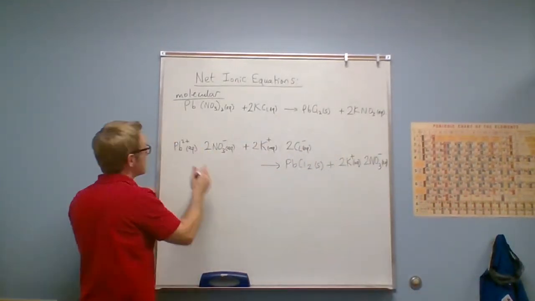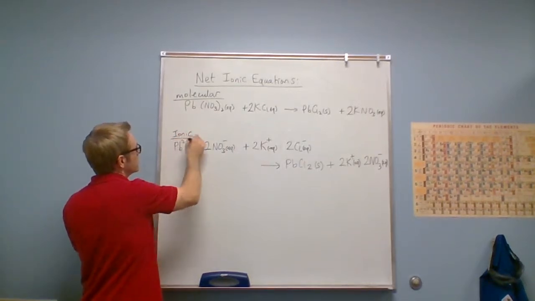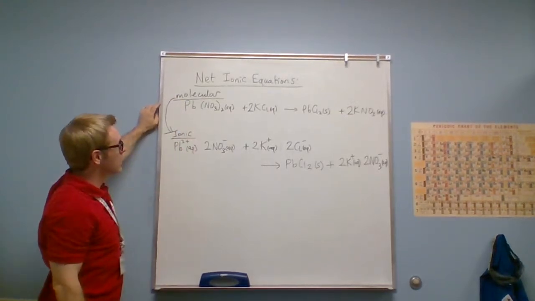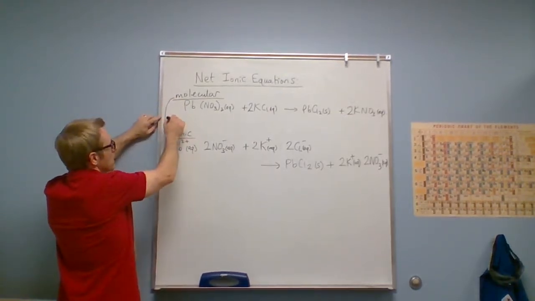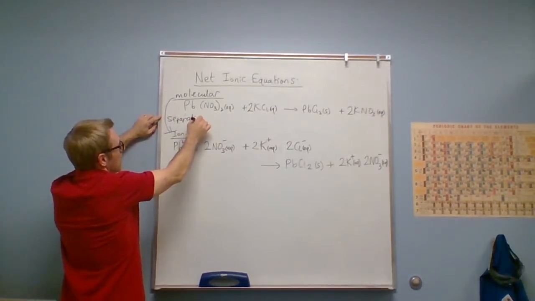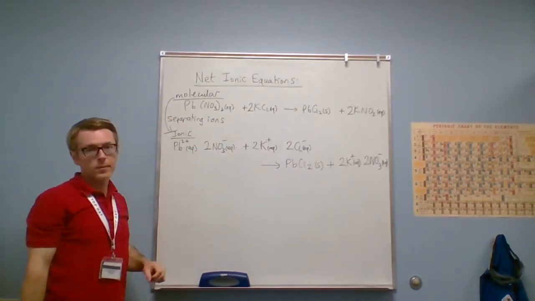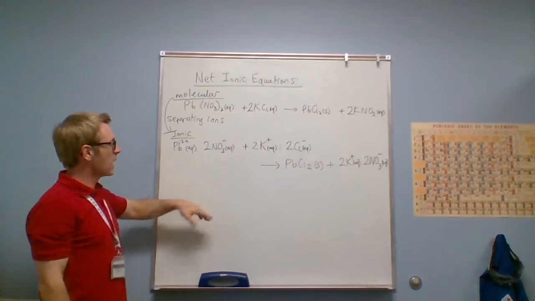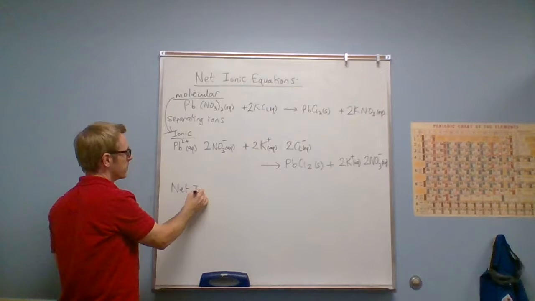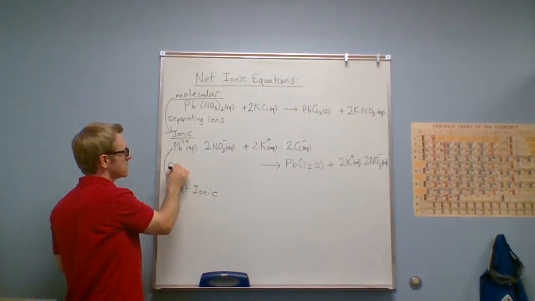So because I've separated ions, this is called the ionic equation. So I've gone from the molecular to the ionic by separating ions. Finally, I want to go from the ionic to the net ionic. And I would do this by cancelling spectators.